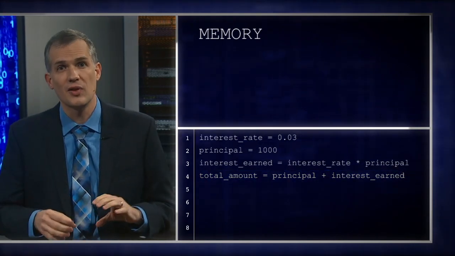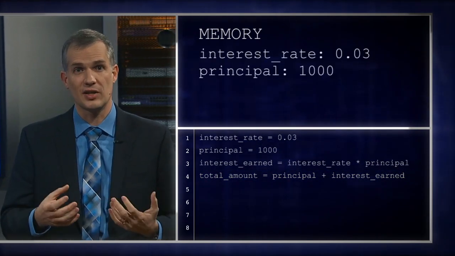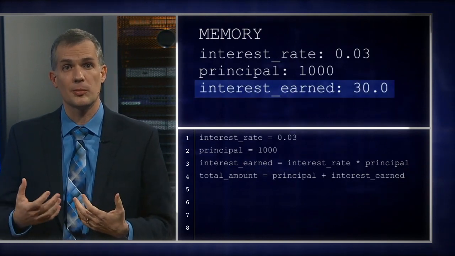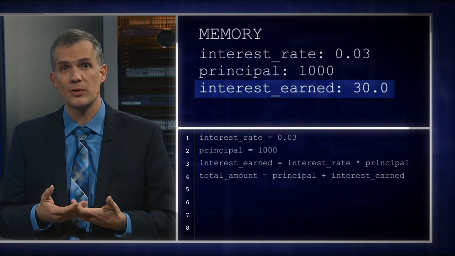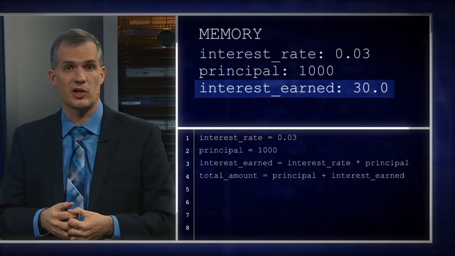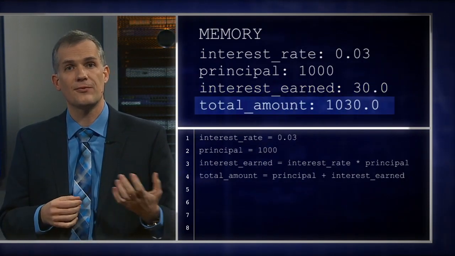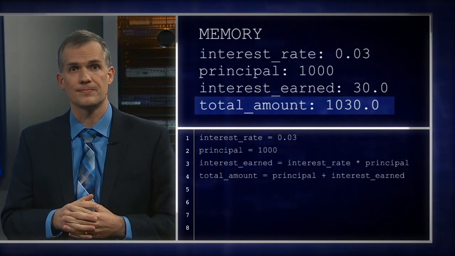In this example, the interest rate and the principal are given. Then, those 2 variables are used to calculate the amount of interest earned, and then that third variable is added to the second variable, principal, to get a fourth variable, the total amount.